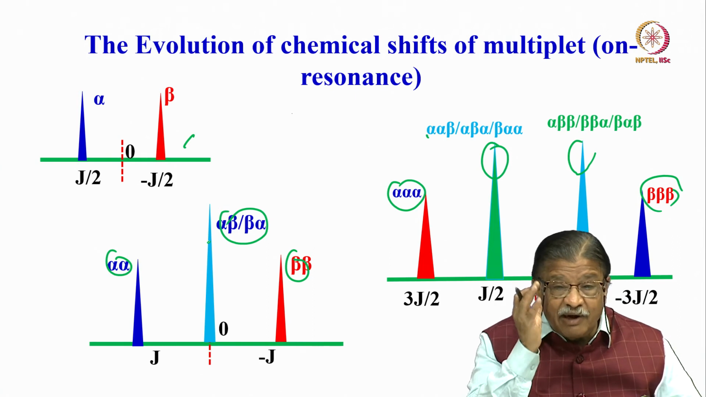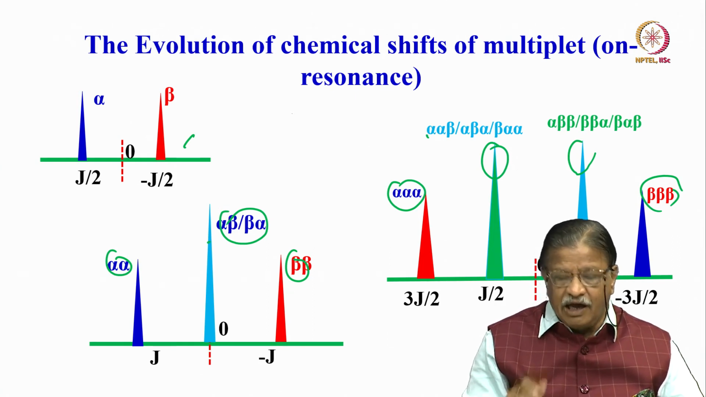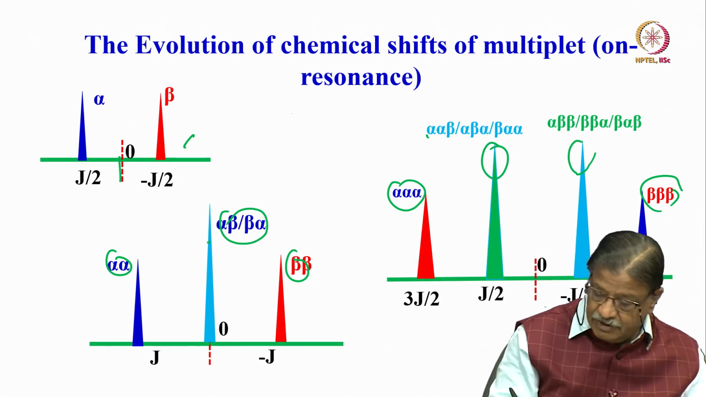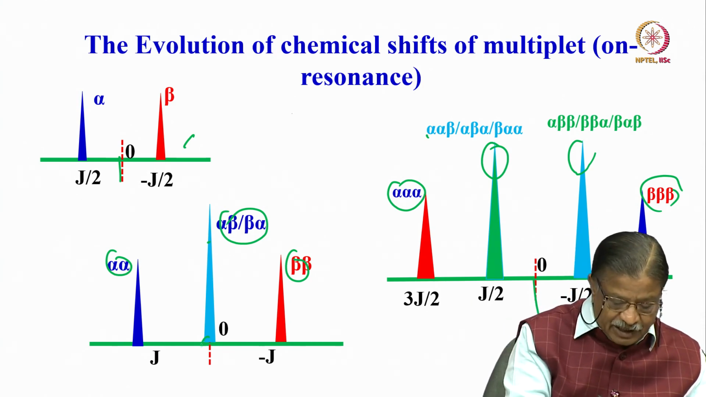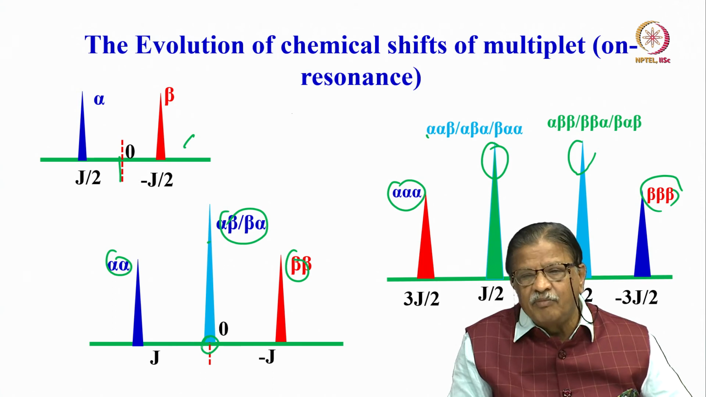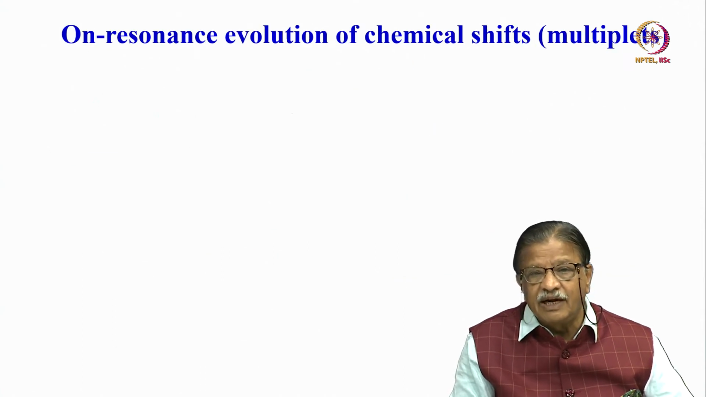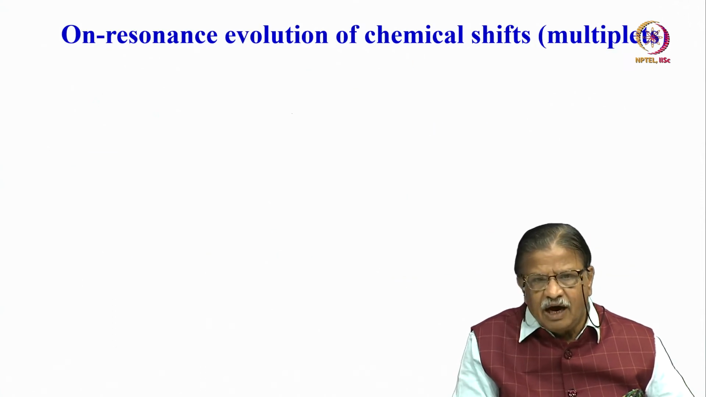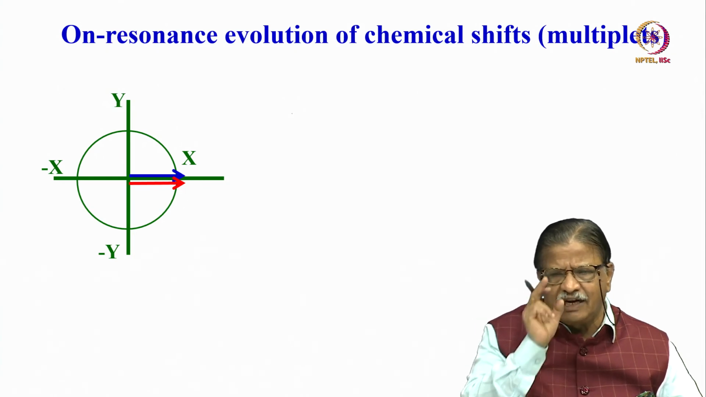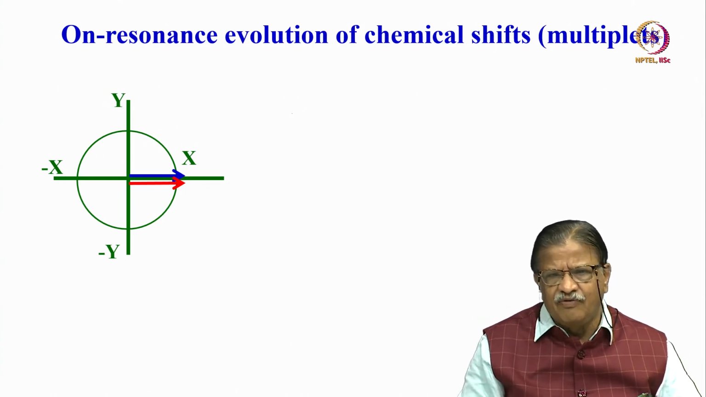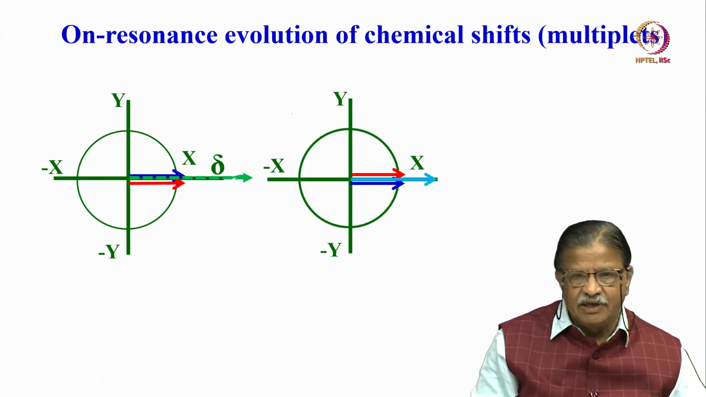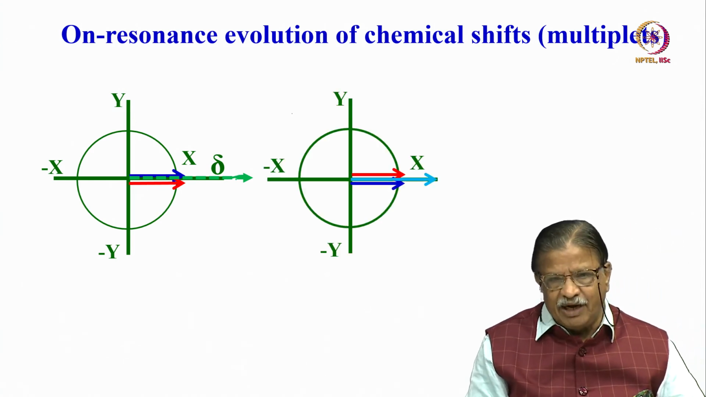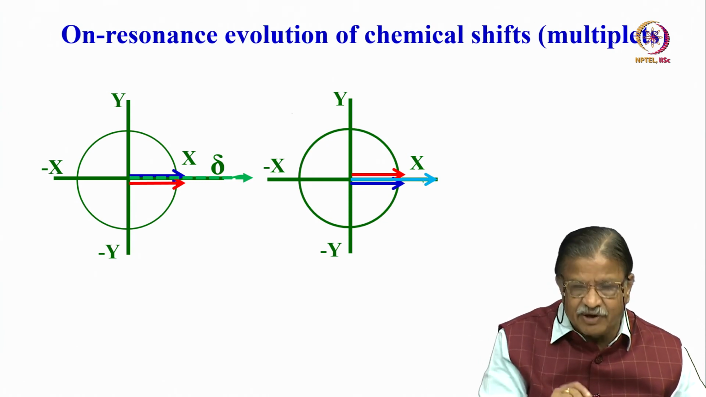Now, how do these multiplets evolve? Always chemical shift is at the center for the doublet and the quartet. For a triplet, chemical shift is the central component of the triplet. Now, let us see how they evolve. On resonance evolution of chemical shift: exactly when you are on resonance, I look at the chemical shift of the multiplets. The doublet will be exactly at the center. Now, if I take the triplet, exactly the component of the triplet.